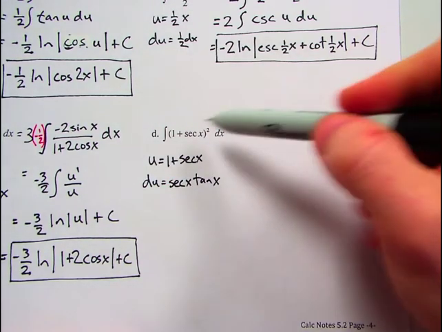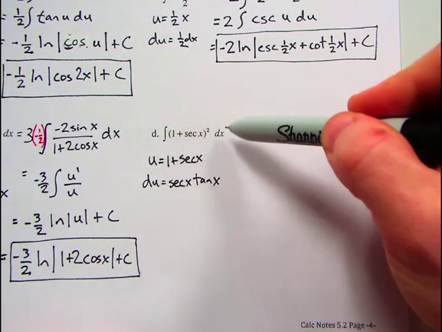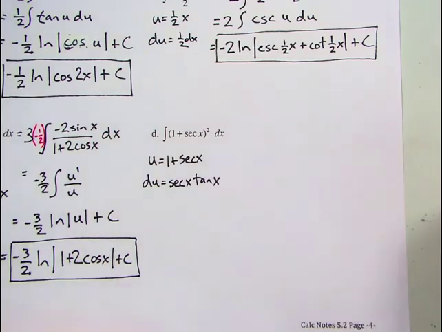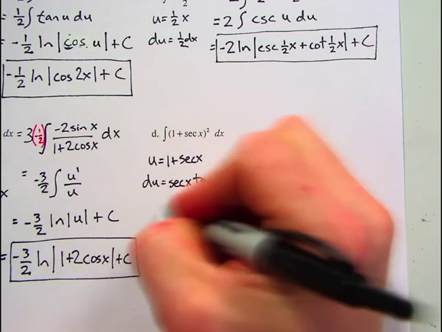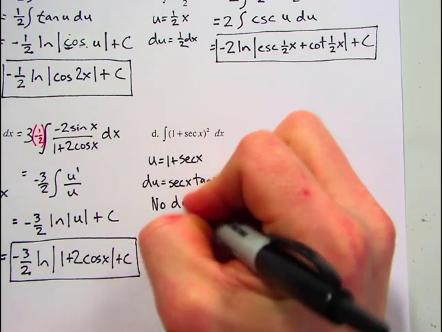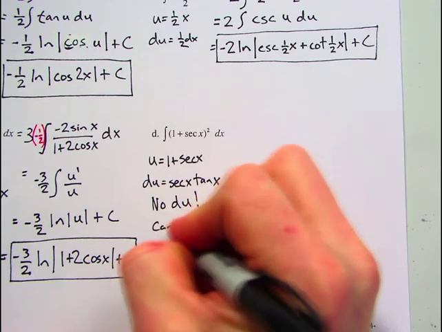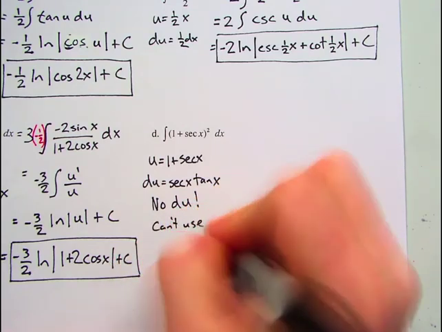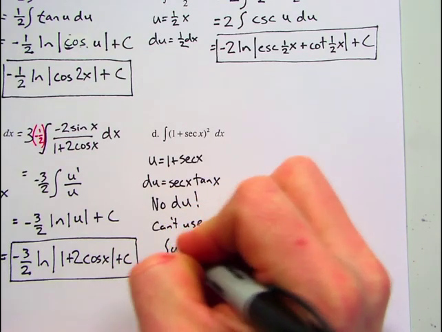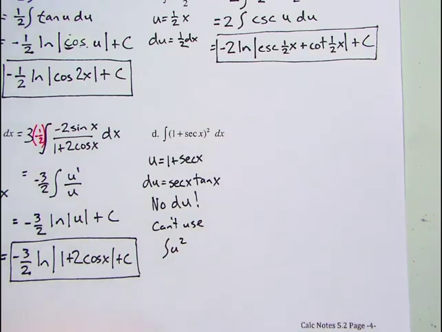Okay. So do we see du up here anywhere? No. Is there any way to get this? No. So there's no du, so we can't use the power rule here. So what we're going to do instead is actually square this function using FOIL.